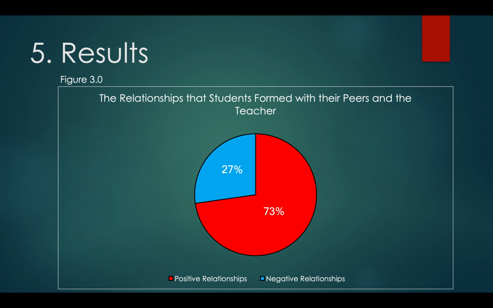If we look at the next graph, it shows the relationships that students form with their peers and the teacher. I tried to observe whether that relationship was positive or negative, and you can easily tell by the way the students talk to each other, their body language, and whether they're inclusive. I found that about 73% of the time the students had positive relationships, and about 27% of the time it was negative. It was more so just not being inclusive. Sharing was a big thing, and talking back was another problem I had in my placement.